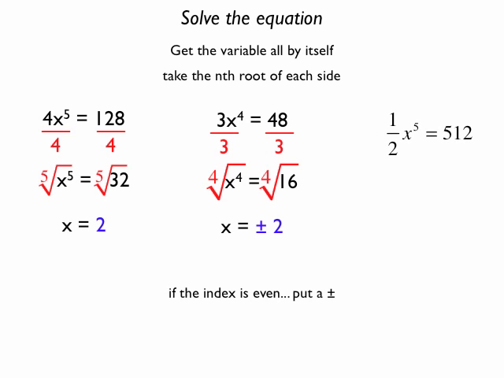We have 1/2 x to the fifth equals 512. In this case, I don't want to divide by a half, so I'm going to multiply by 2 on each side. We're going to get x to the fifth equals 1024. Then when we take the fifth root of each side, we end up with x equals 4.